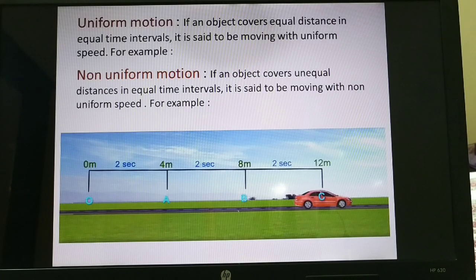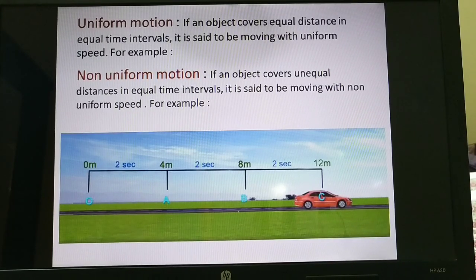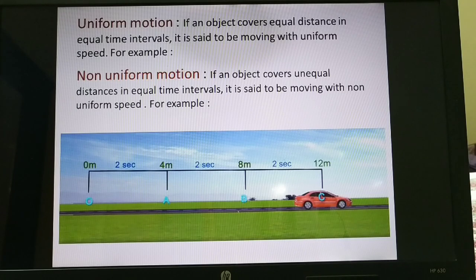He has moved unequal distances but reached his destination at the proper time. But in between, his speed was different. So that is non-uniform motion. Can you give an example of non-uniform motion yourself?